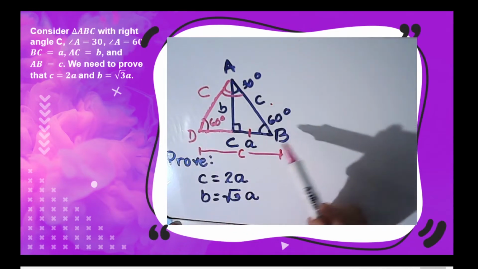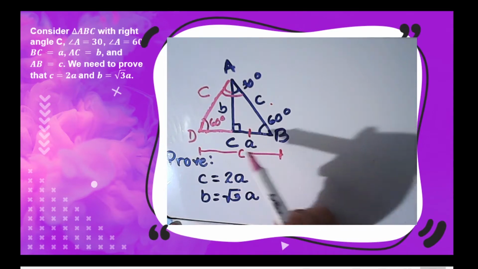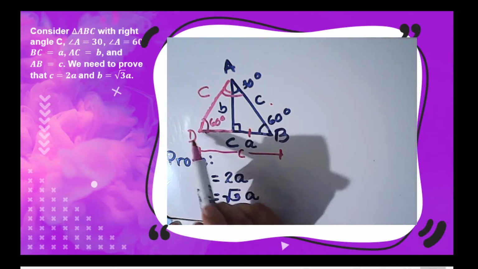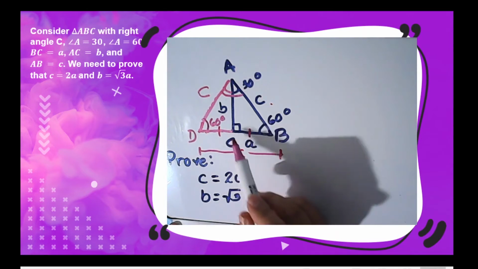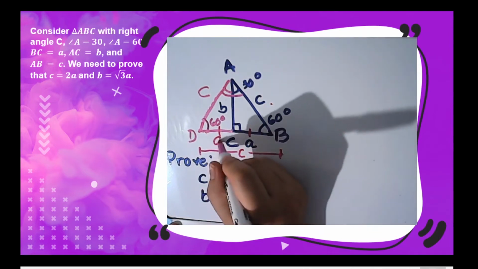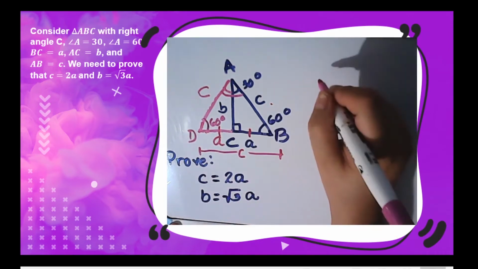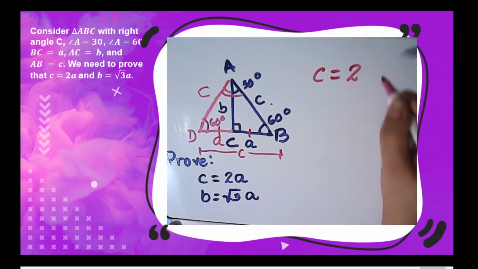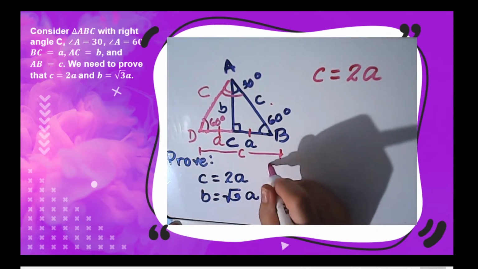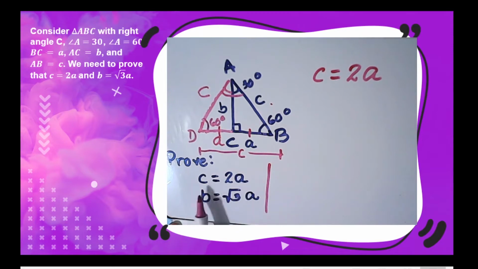Now, if DB is C, then CB is A, which is half of DB. We can say that DC and CB are both A. So, C here is the same as twice of A, proving that the length of the hypotenuse is equal to twice the length of the shorter leg.